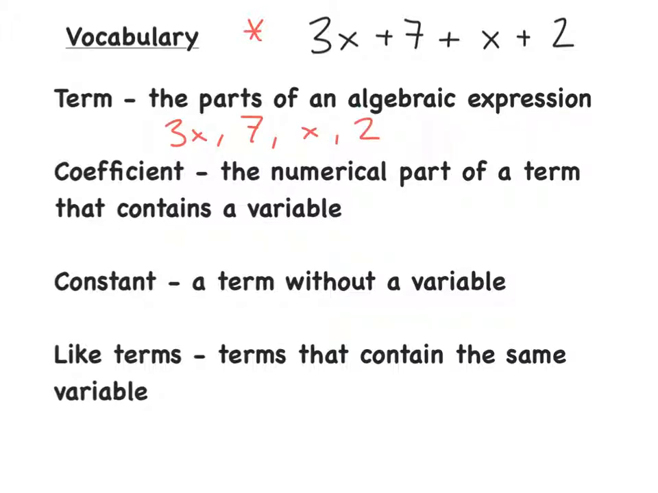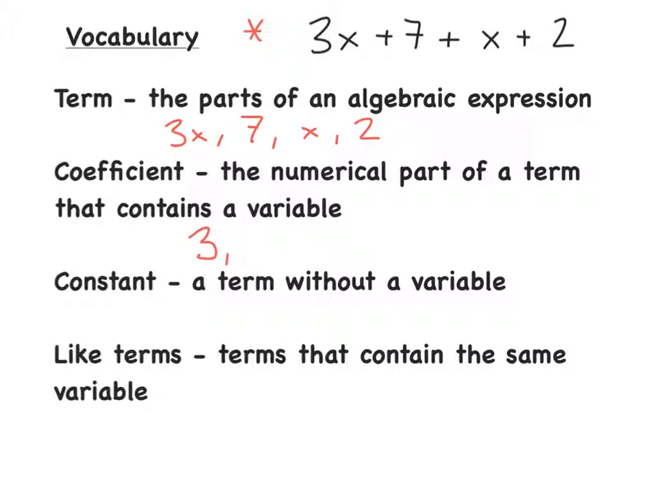Now a coefficient is the numerical part of a term that contains a variable. So we have to find all of the variables in our algebraic expression. We have an x here, and we have an x here. So the numerical part of the term, if we look at this term, the coefficient is 3.